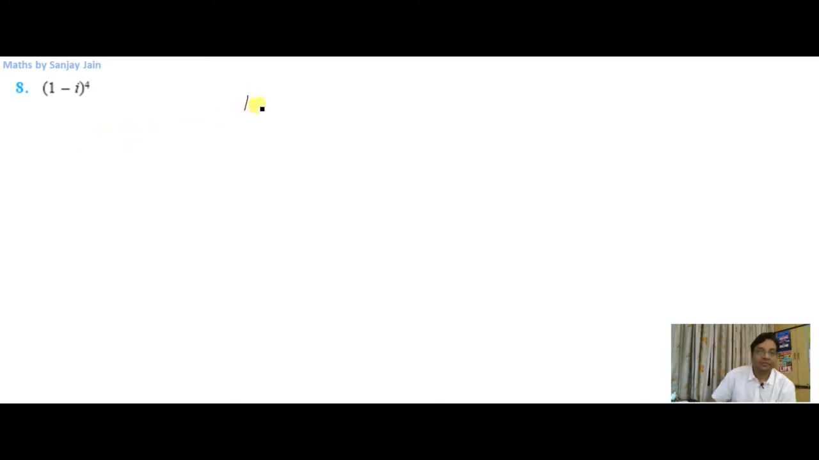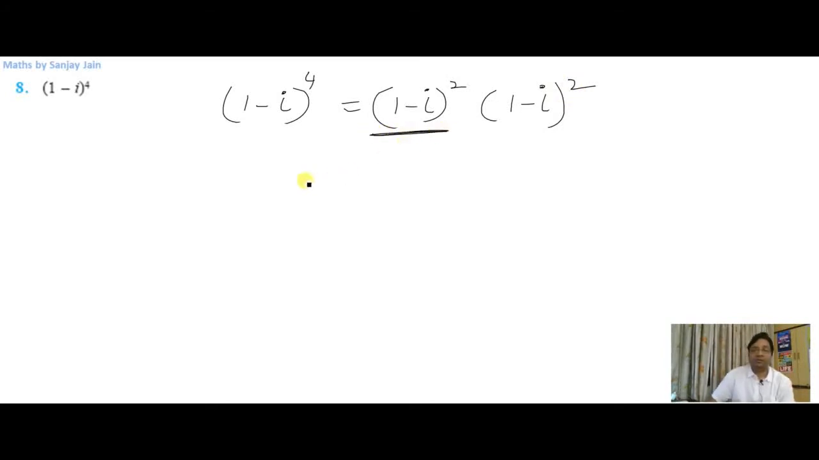Now this is 1 minus iota raised to power 4. So what you can do is write it as 1 minus iota squared into 1 minus iota squared. If you open one of these, you will obviously know the value of the second. So let us find this value. 1 squared plus iota squared minus 2 iota, right?